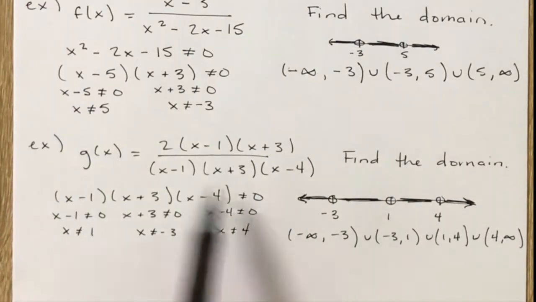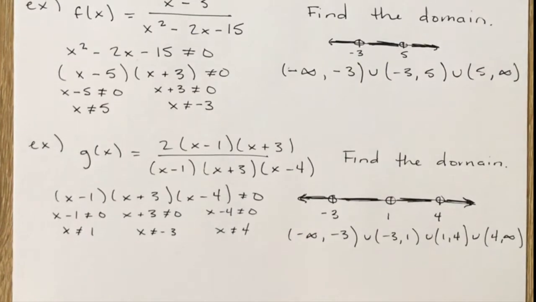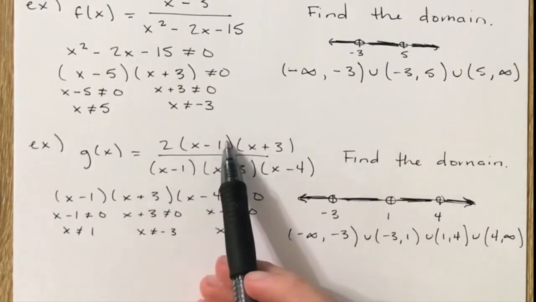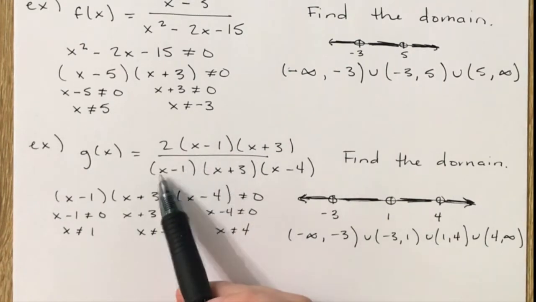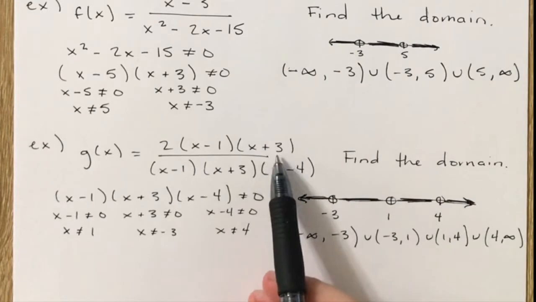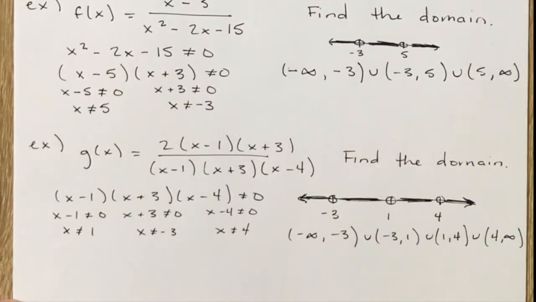So if we're looking back at this original question, something that you might have thought at first when we were first looking at it is, well, hey, I've got this factor of x minus 1 on top and underneath as well, right? Same thing with this x plus 3. Does that mean that I can cancel those and then I don't have to worry about it?